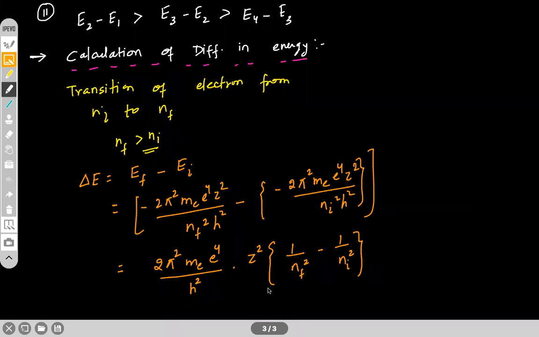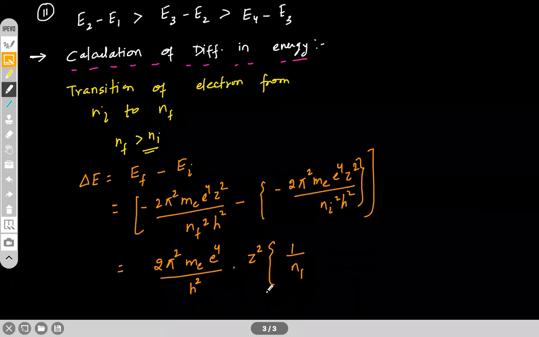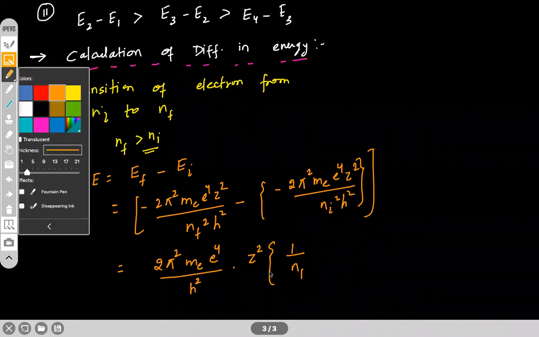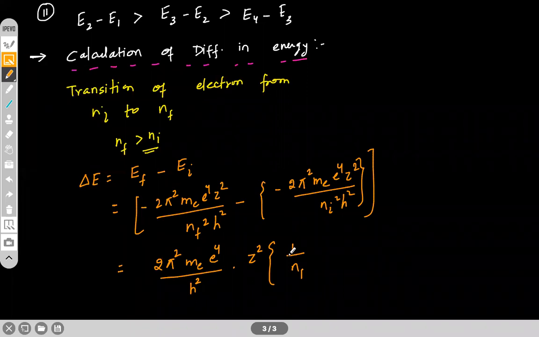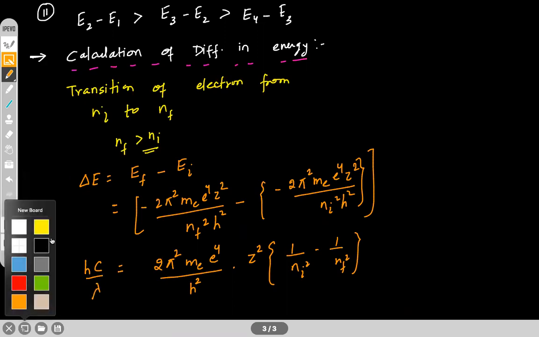Okay, so we get this: Z square, Ni square by Nf square. What I missed here is this delta E, I have already explained, it is hc by lambda. Okay, so now I'll write to the next page. hc by lambda is equals to, or 1 by lambda if I write down, 1 by lambda is equals to hc will multiply this side.